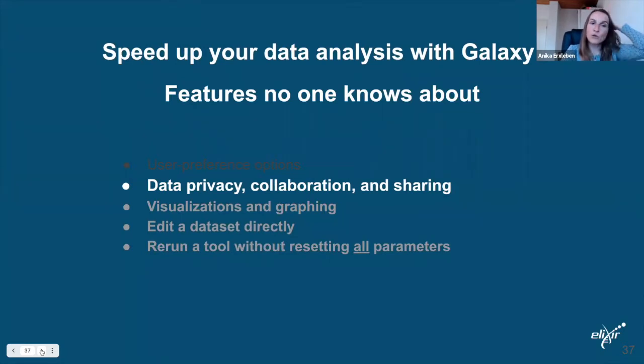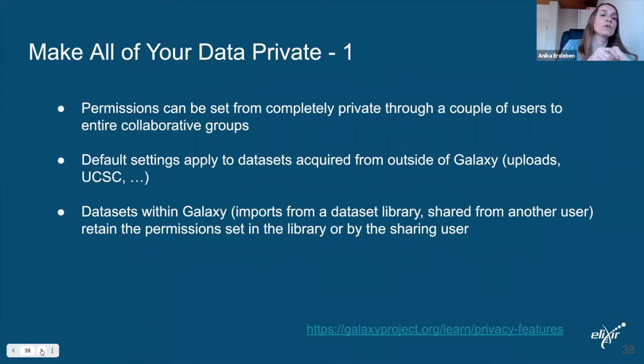So we will talk about data privacy and collaboration now. I have shown you already where you can set this option, and you have to know for Galaxy that you can set these permissions from completely private, so only data which is for yourself, to a couple of users. For example, if you just want to share it with a partner or a colleague, or you can also share your data, your histories, your data sets with the entire collaborative group. So you can design groups in Galaxy and you can share all your data with a specific group, or you can make them even public.